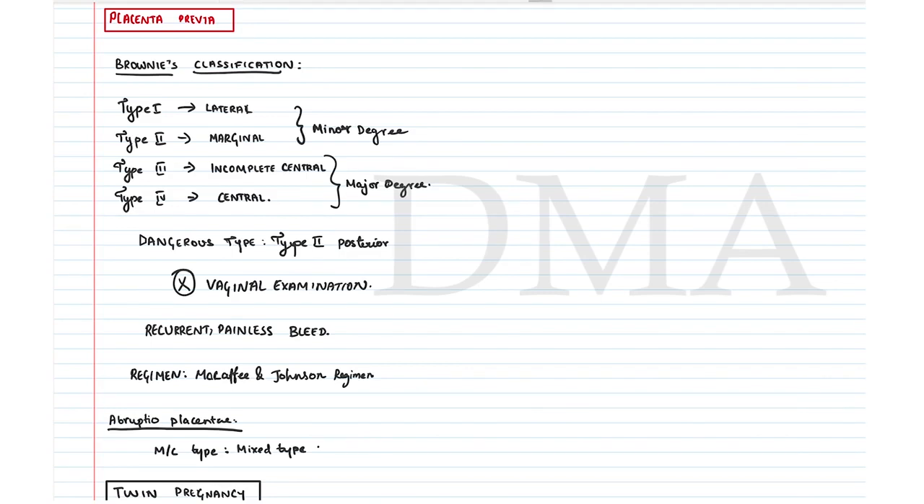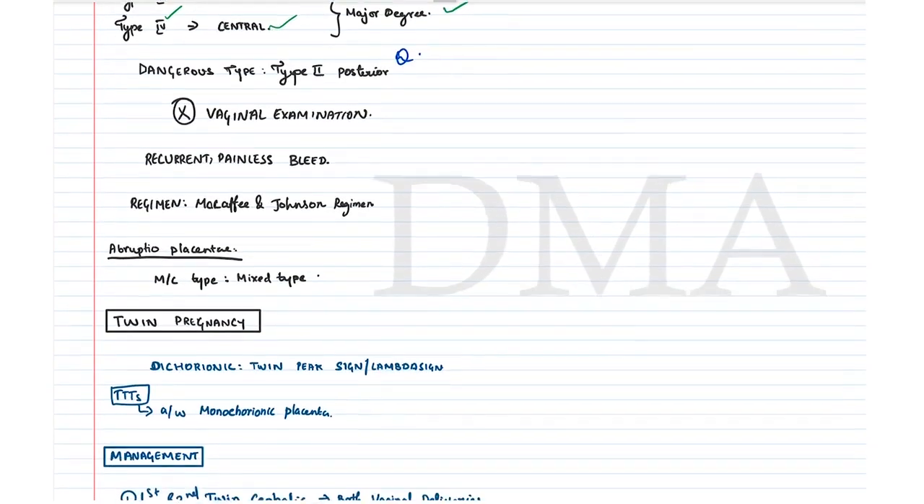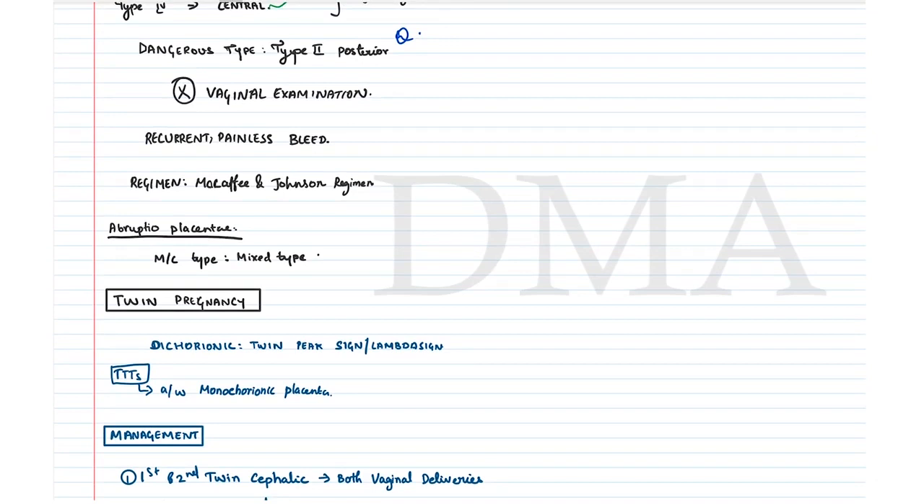They classify the placenta previa into four types: type 1, type 2, type 3, type 4. Lateral, marginal, incomplete central, and complete central. Among them, type 1 and type 2 are minor degree, and type 3 and 4 are your major degree. So the MCQ here is, what is the dangerous type of placenta previa? That is the type 2 posterior type, because type 2 is again divided into anterior and posterior. Type 2 posterior type is your more dangerous type.